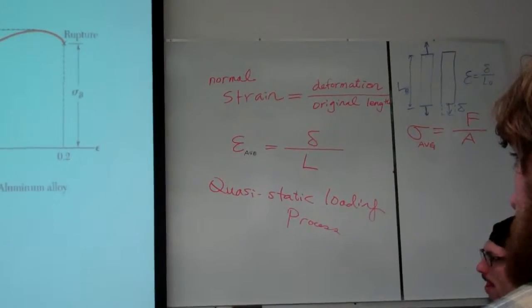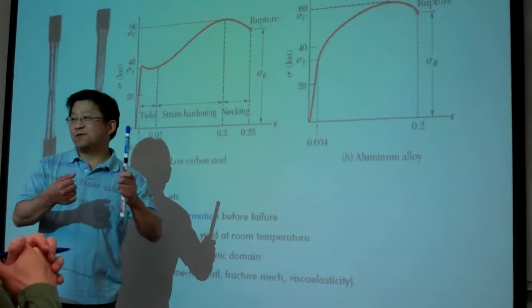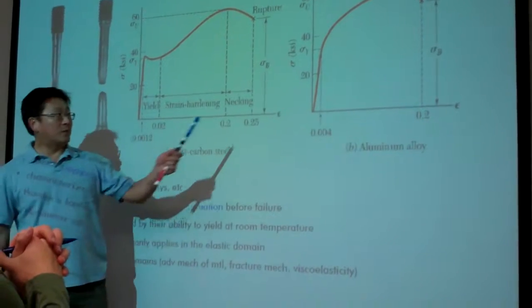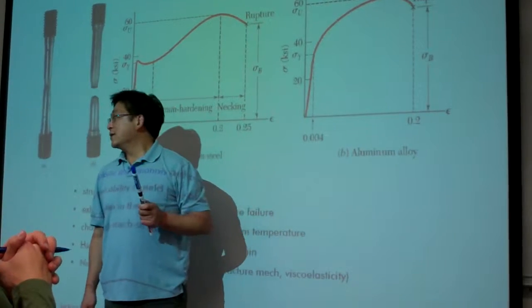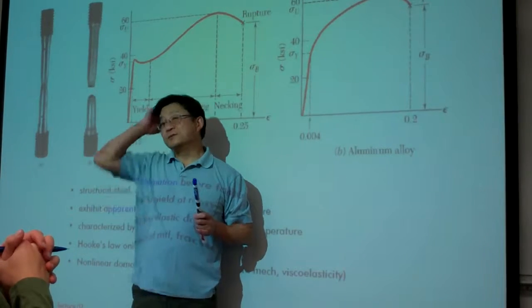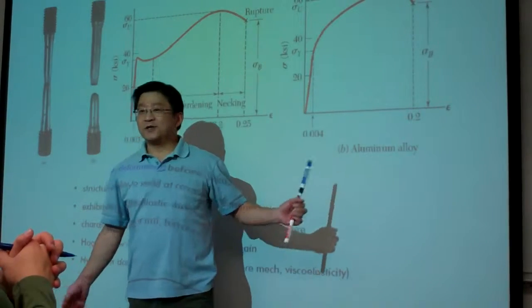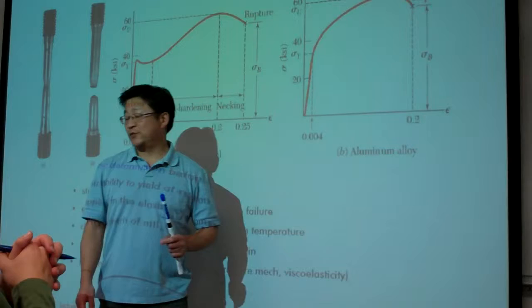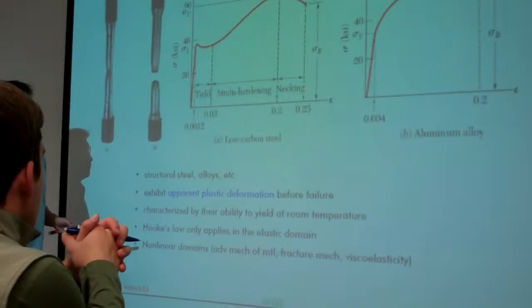This is for ductile material. Ductile material, just like rubber, is very flexible and stretchable. Compared to the brittle material, for example, if we have a chalk, chalk is very, very brittle. Okay, so those are the two basic kinds of material.